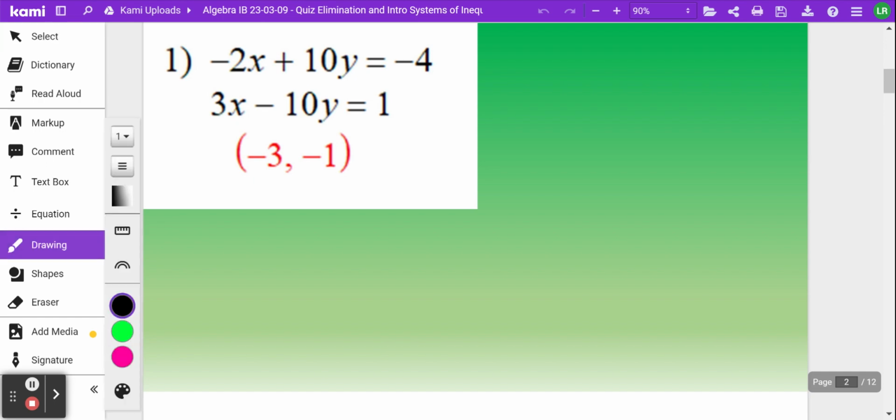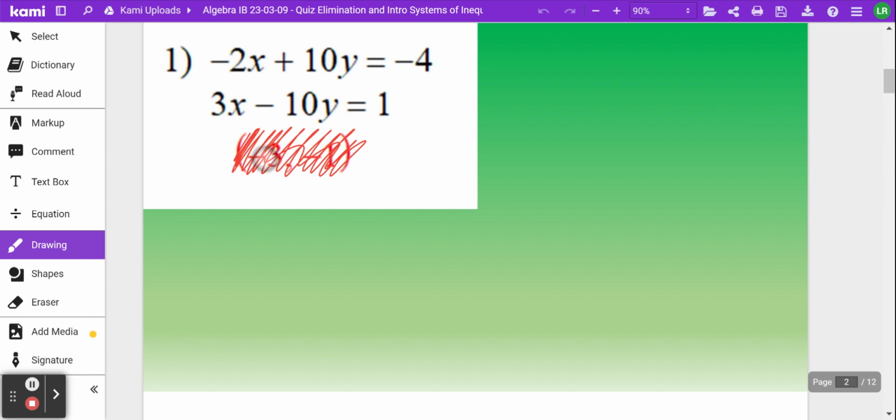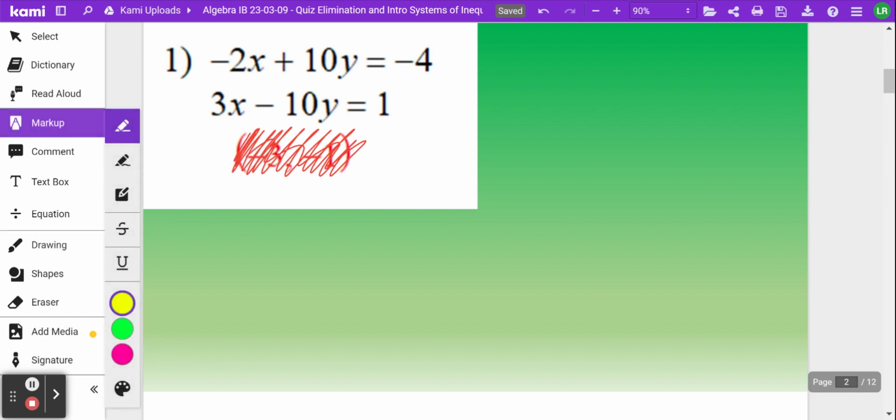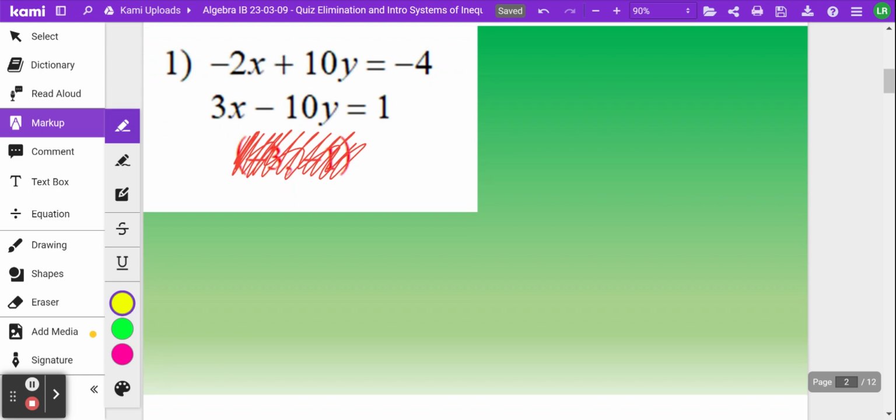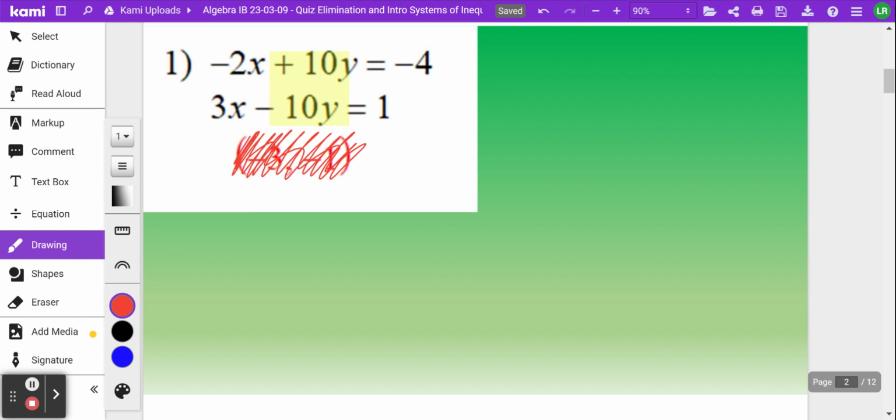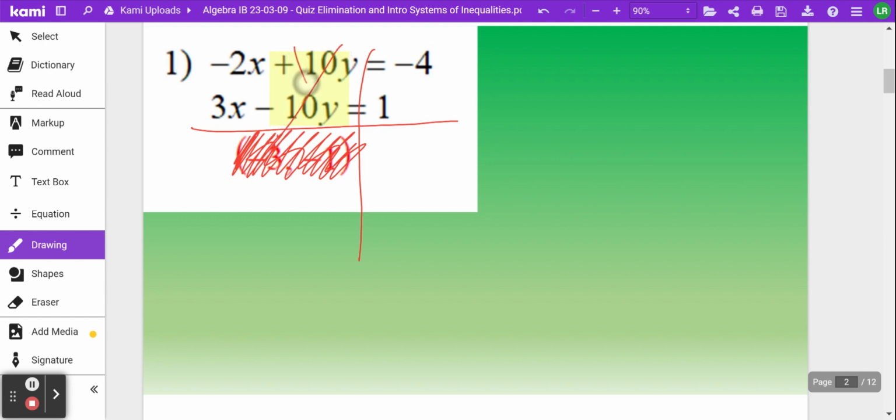All right, for this problem, I know I'm using elimination because neither is solved, but if you notice, you actually have opposites with your y's. I have a positive and a negative 10y. So I don't have to make opposites. I can add these equations together. That's 0. So negative 2x plus 3x is 1x. That's 0 again. And negative 4 plus 1 is negative 3.